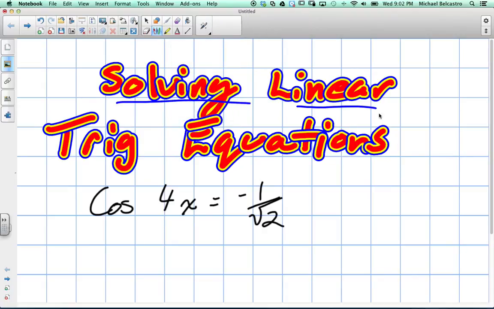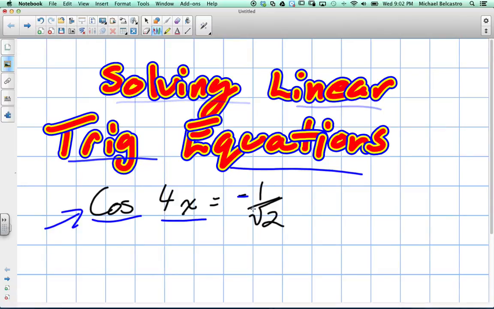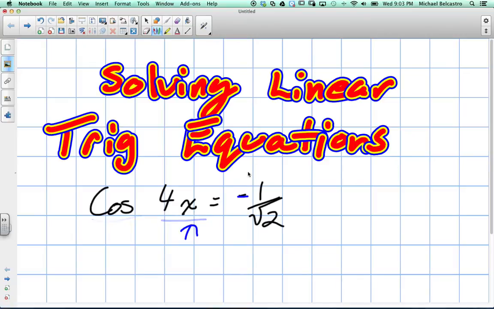Okay, solving linear trig equations. We've been given this equation here. It says solve cos 4x is equal to -1 over root 2. So we're looking for the many different x values that will give us this when plugged into cos 4x.